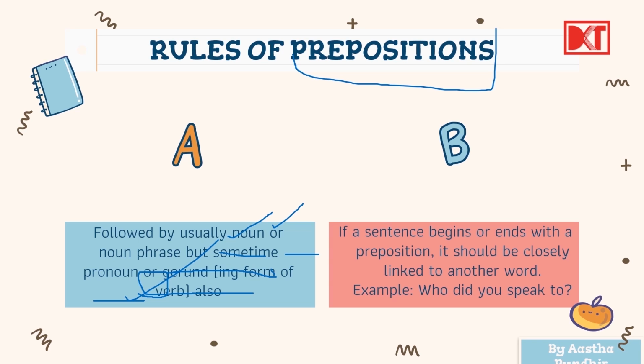And the second rule is that if a sentence begins or ends with the preposition, it should be closely linked to another word. जैसे, अगर whom did you speak to? Now this is ending in a preposition, right? So it will be closely linked to another word. Another word it will be linked to speak. When you speak to somebody, right? इस तरीके से. So now let's move on to the next slide.